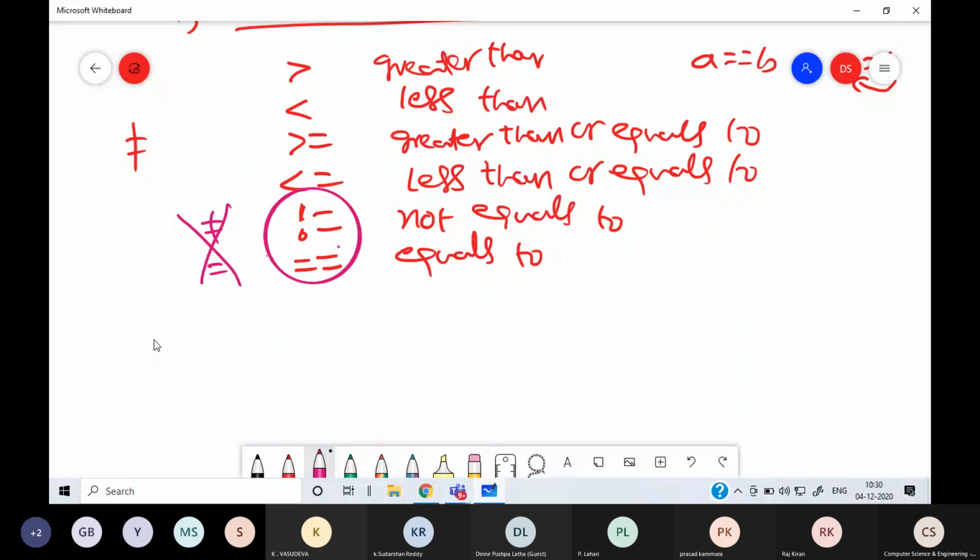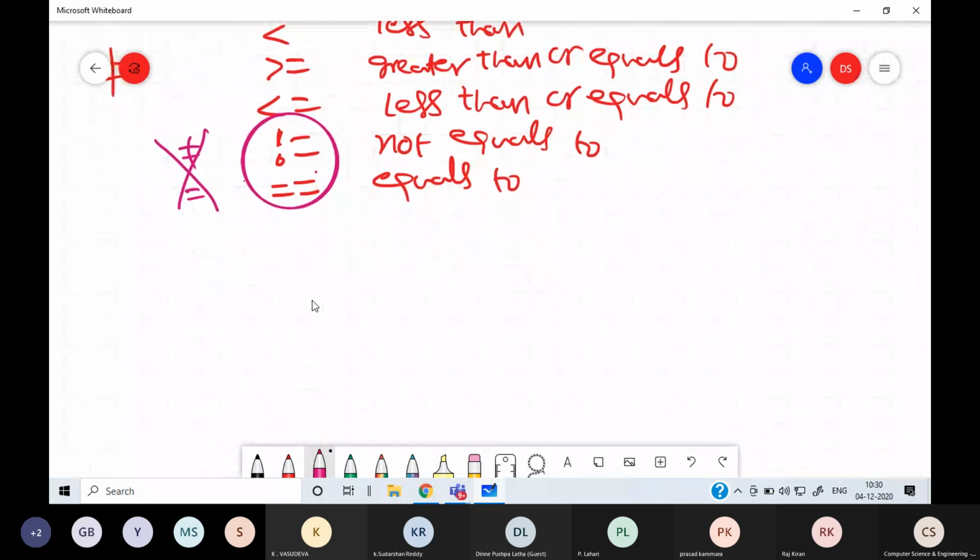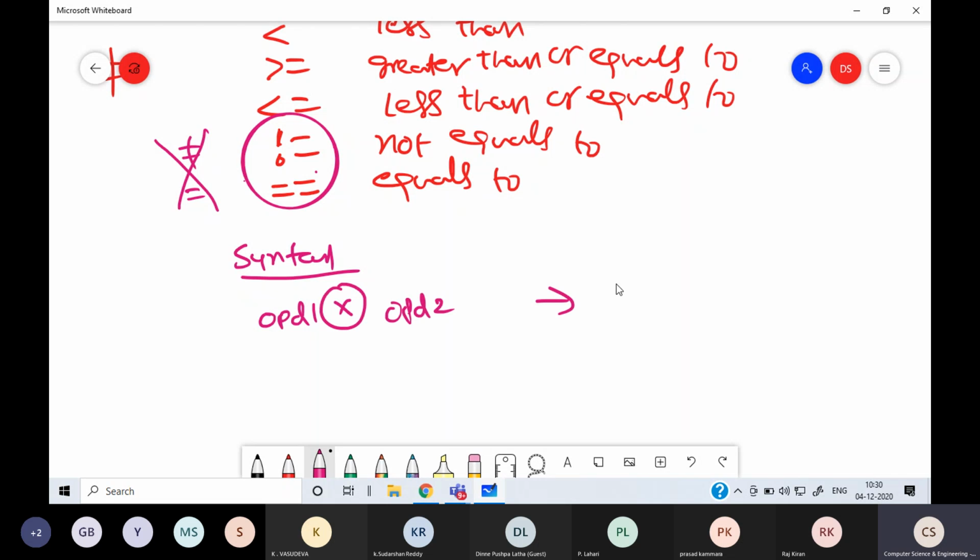With exclamation and equals to for the not equals to operation. Now the syntax of the relational operator: operand one, the symbol, operand two. They're all binary operators. The result of this expression is 1 or 0 because it checks whether it is true or false. 1 is true and 0 is false.